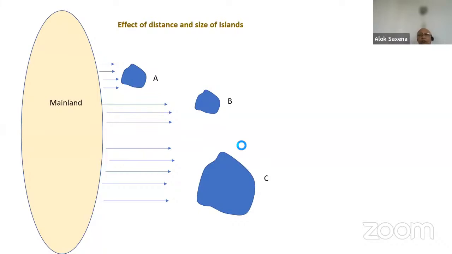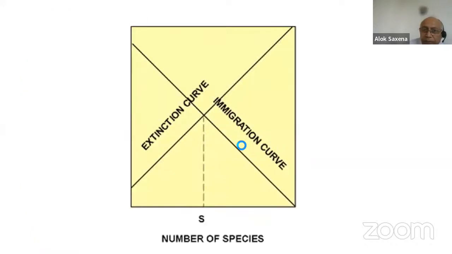But when we come to extinction, it is the size of the island which matters, because on a bigger island resources are more, so more species can survive. Immigration has nothing to do with the size. Similarly, extinction has nothing to do with the distance of the island from the source.